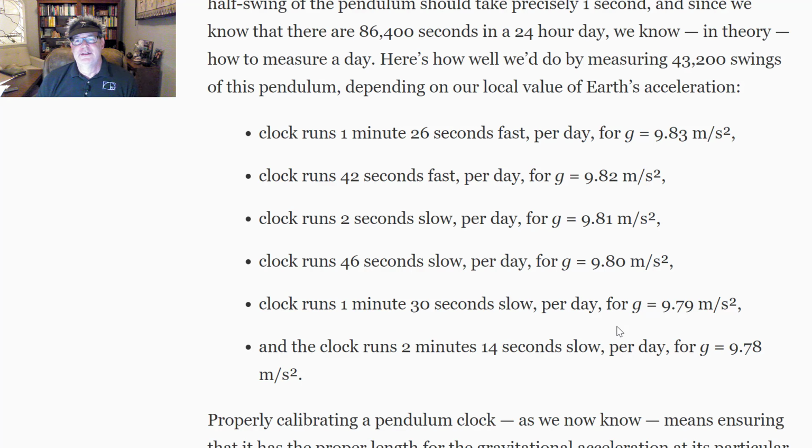So these were changes in the period by 44 seconds, and that led to changes in g of 0.01. Using differentials makes that problem a little easier. So I hope you start to see differentials everywhere you go. And rather than being a nightmare, I think it'll be a blessing.